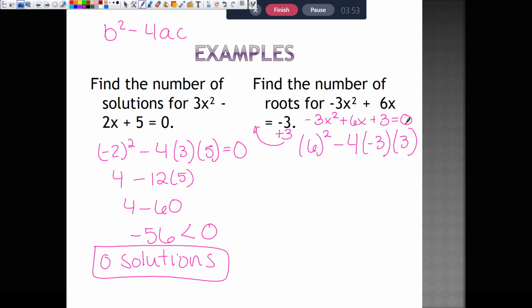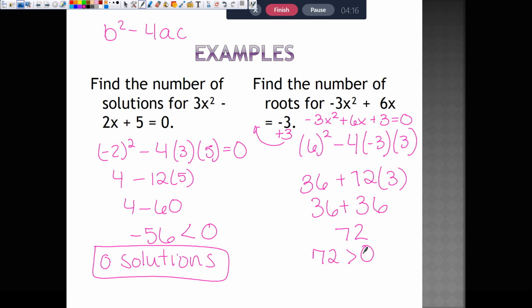So 6 squared is 36. Negative 4 times negative 3? Positive 12. And 12 times 3? 36. 36 plus 36? 72. Is 72 greater than, equal to, or less than 0? Greater than 0. So how many solutions does it have? 72 is greater than 0, so it has 2 solutions.